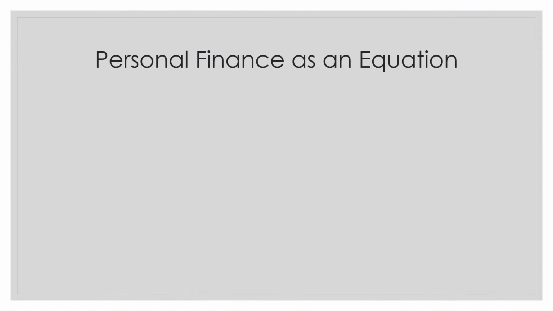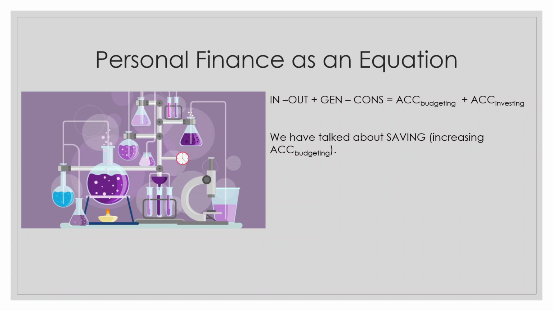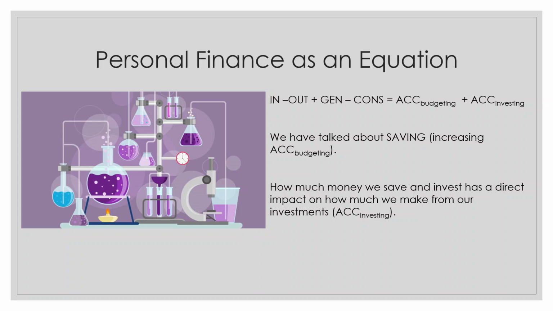In the past several videos, we've been looking at personal finance as an equation, specifically as a chemical engineering mass balance, which is in minus out plus generation minus consumption equals accumulation due to budgeting plus accumulation due to investing. We've talked briefly about saving, which is investing our accumulation due to budgeting term, but how much money we invest, and therefore how much we save, has a direct impact on how much we can make from our investments.